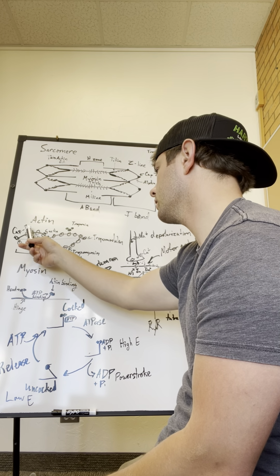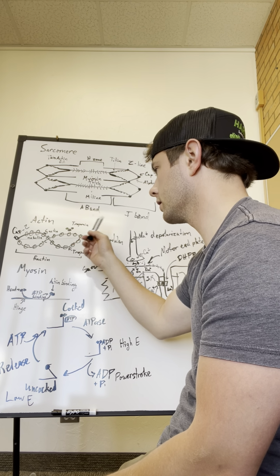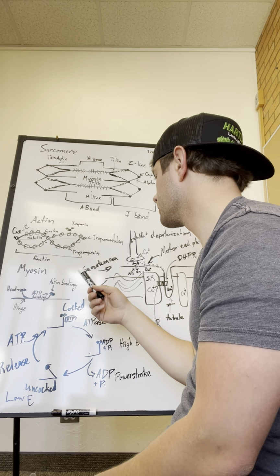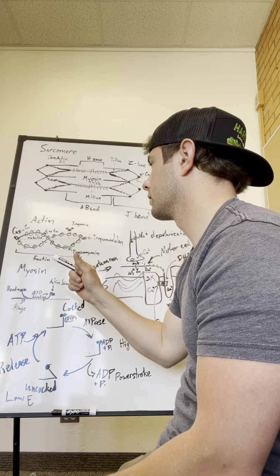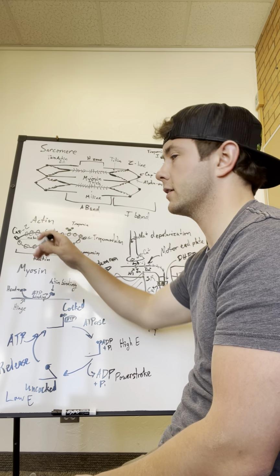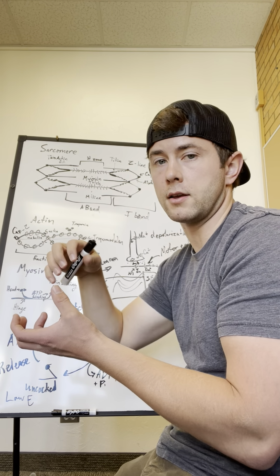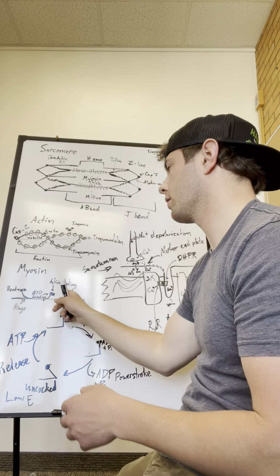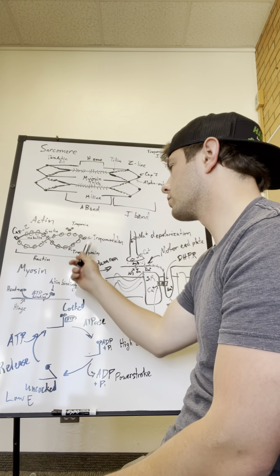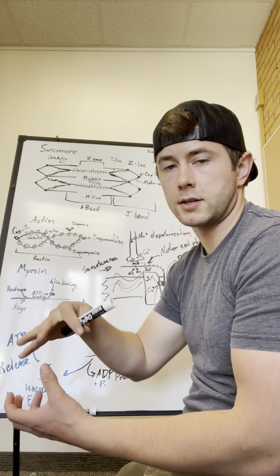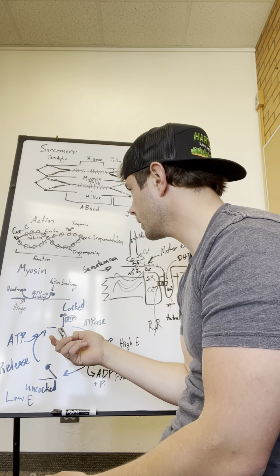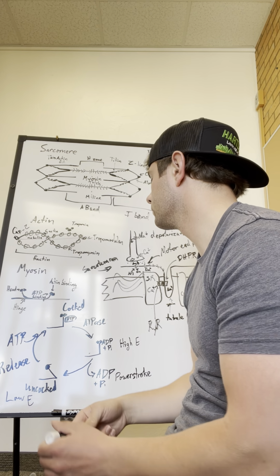And then there's another line that overlays the F actin, and that's tropomyosin. And I think I mentioned that G actin has binding sites on it, and that those binding sites will be available for myosin to bind later. But tropomyosin will cover those binding sites so that myosin can't bind when it doesn't need to.